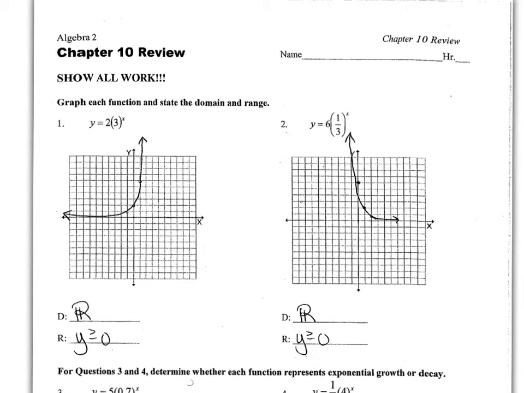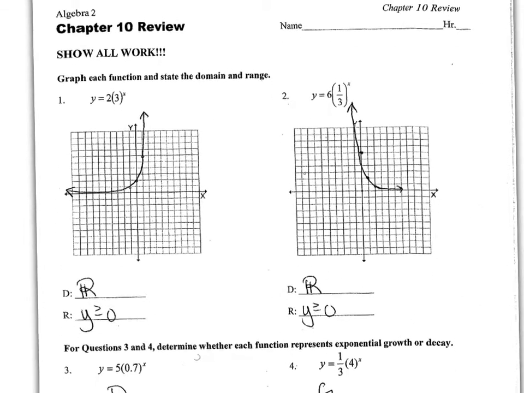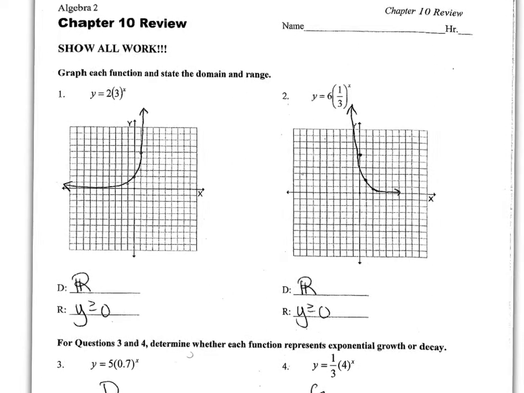You can obviously put this into your calculator and then graph it. Or what I like to think about is that I have my a, which is my starting value, which is my 2, and my growth rate is 3. So if I start at 2, that's my y-intercept, and then I'll grow by 3 from there. Same thing with the other one, even though it's decay, I'll start at 6, so that's my y-intercept, and then I'll go down by dividing by 3.